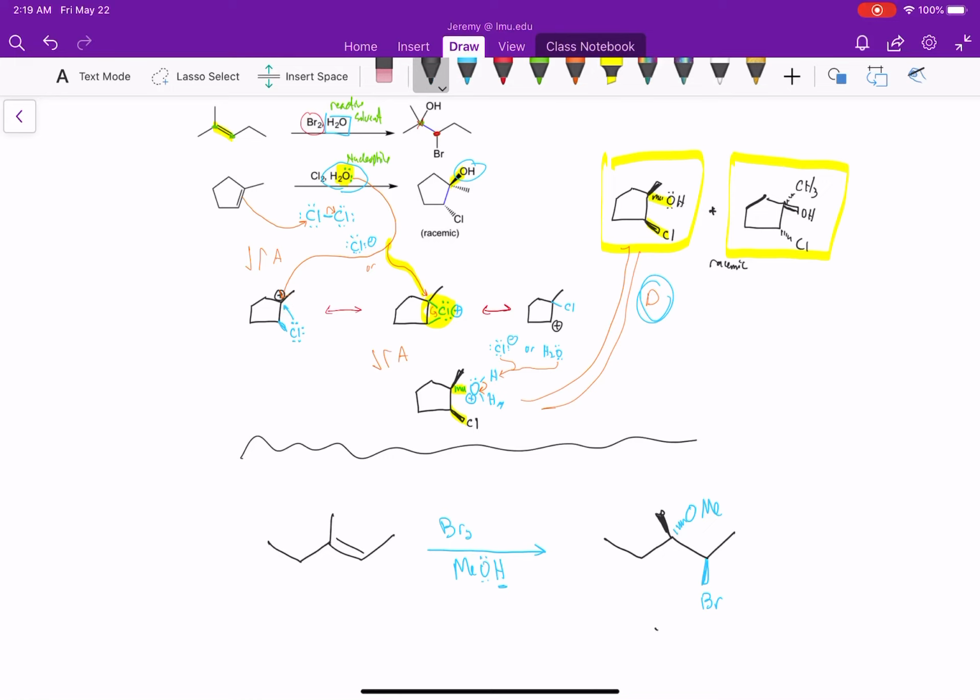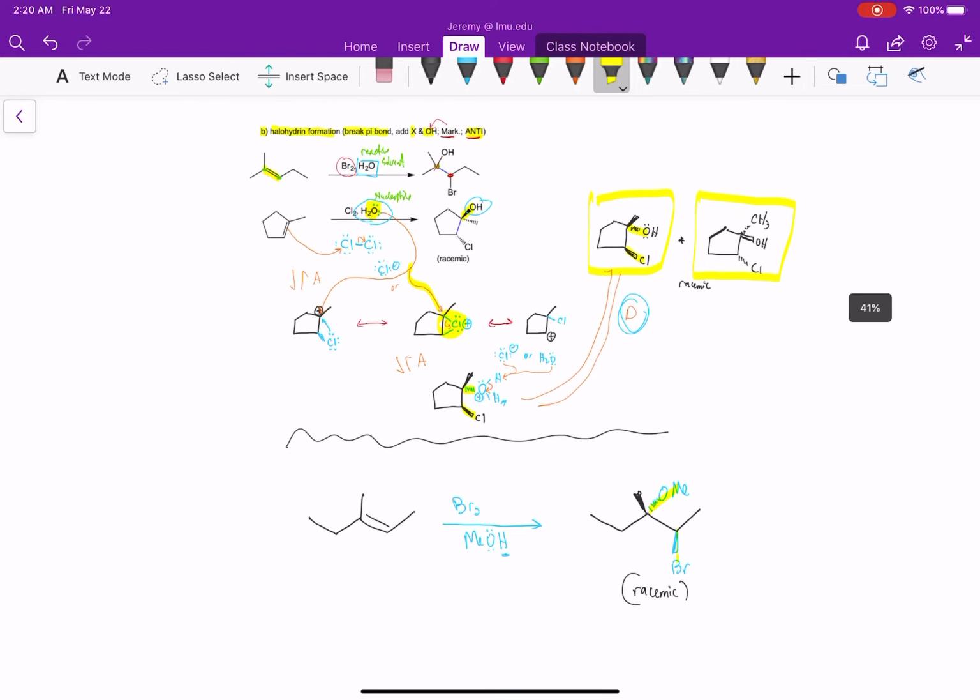And again, this final product here is racemic, right? Which means you can have the OMe back and the bromine towards you, or it could be vice versa. You could have the OMe coming towards you as a wedge and the bromine back. You can draw either of those examples. All right, so that's halohydrin formation.